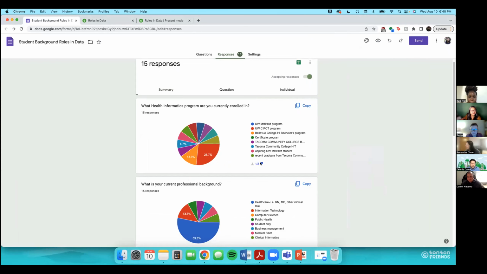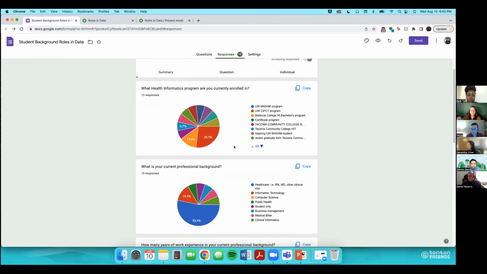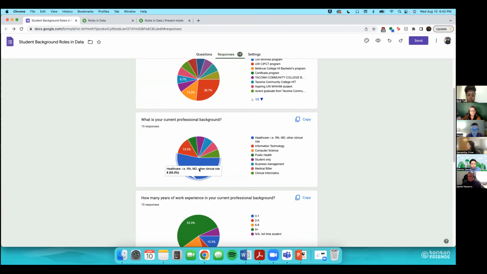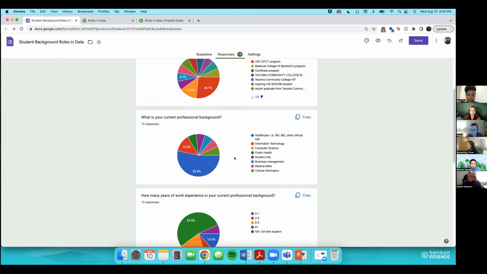There are a lot of different health informatics programs that everyone's involved in, but it seems like the majority is from the UW CIPCT program, which is really cool. And there are a lot of other technical colleges and programs around as well. Professionally, it seems like the majority of people are from the healthcare background, with some other students, public health, IT, and clinical informatics.